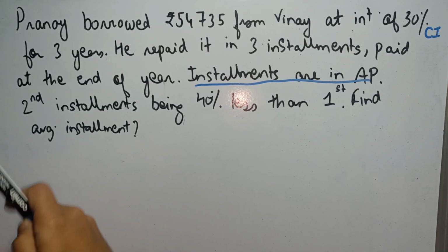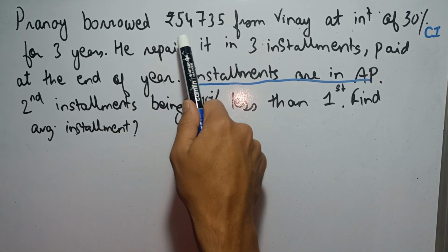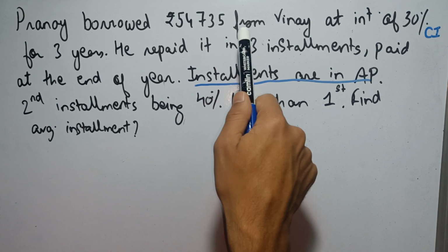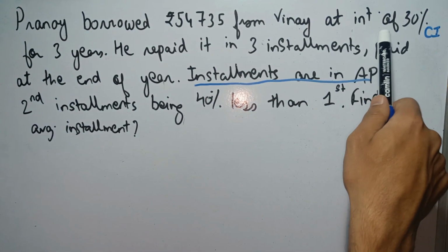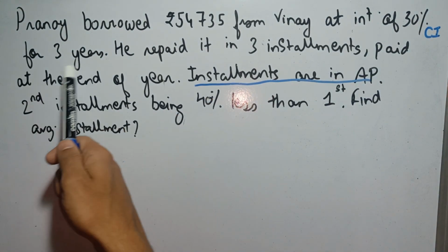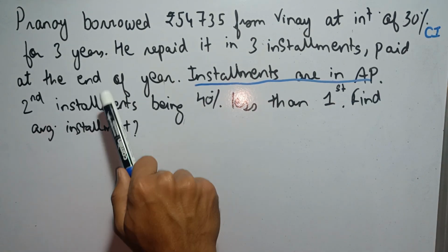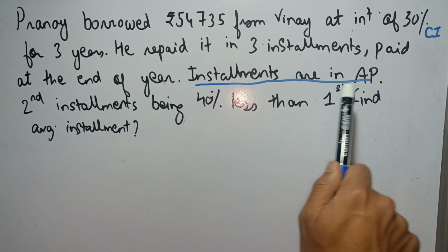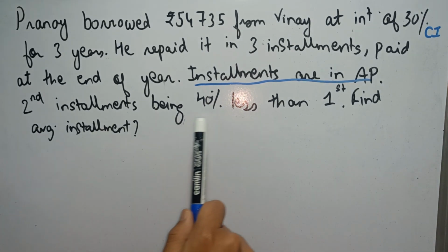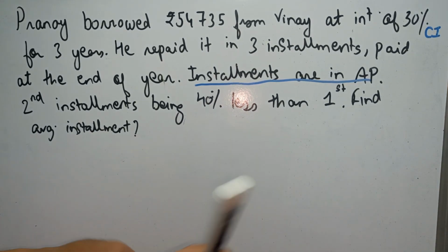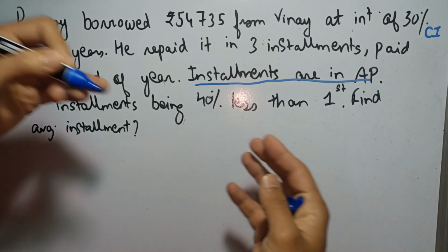In this question, it's given that Pranay borrowed rupees 54,735 from Vinay at an interest of 30% compound interest for 3 years. He repaid it in 3 installments paid at the end of the year. Installments are in AP, second installment being 40% less than the first. So the installments have been paid at the end of the year.